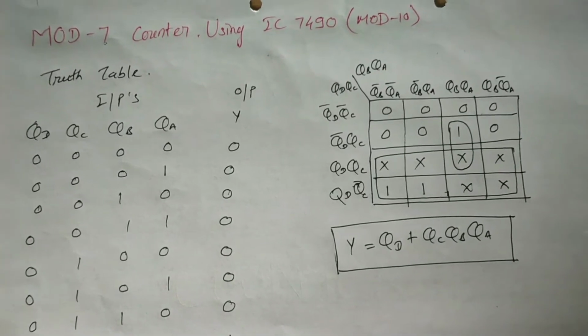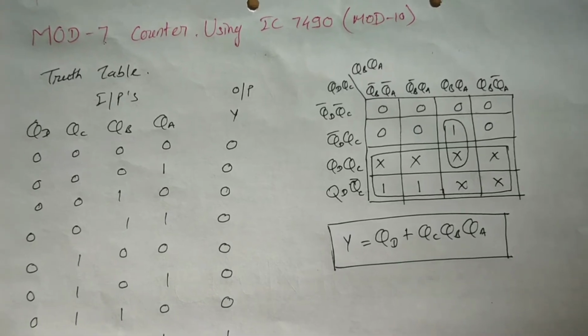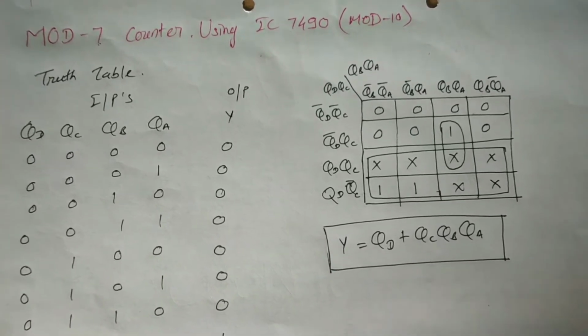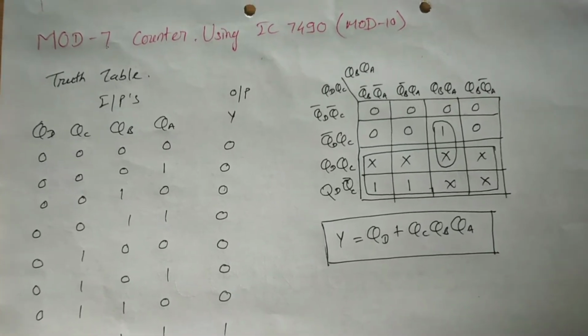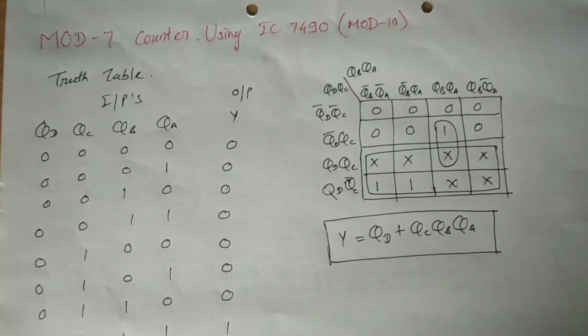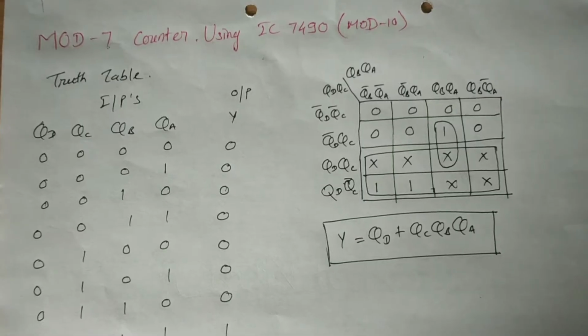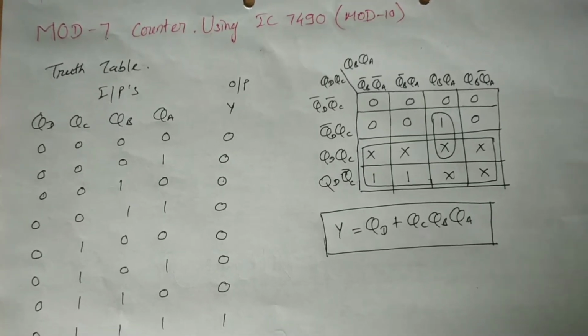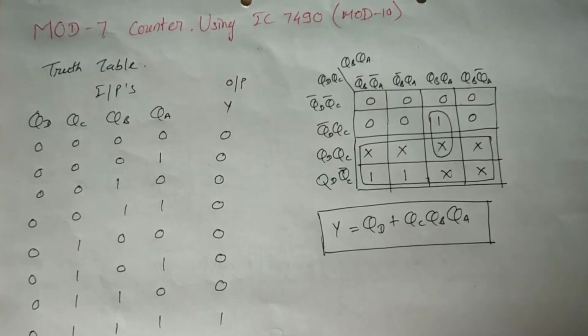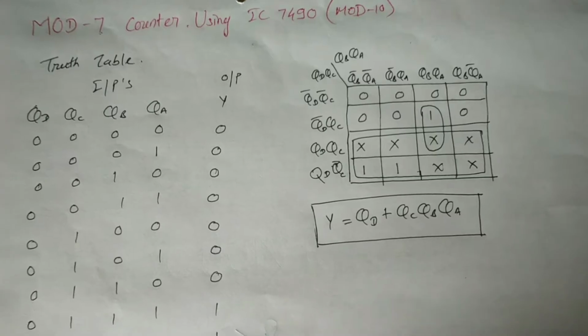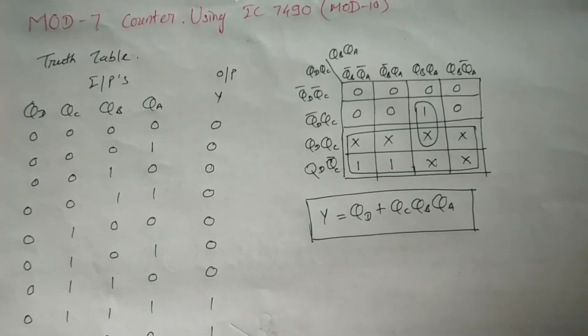So here we are implementing a mod 7 counter using IC 7490. That means 7490 is the IC of mod 10, right? So in mod 10, how many states will be there? There will be a total of 10 states, and counting will be done from 0 to 9. But using the mod 10 IC we have to implement only mod 7. That means 7 states should be counted, that is from 0 to 6.